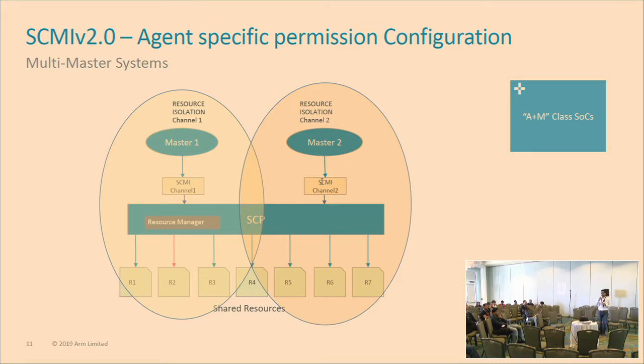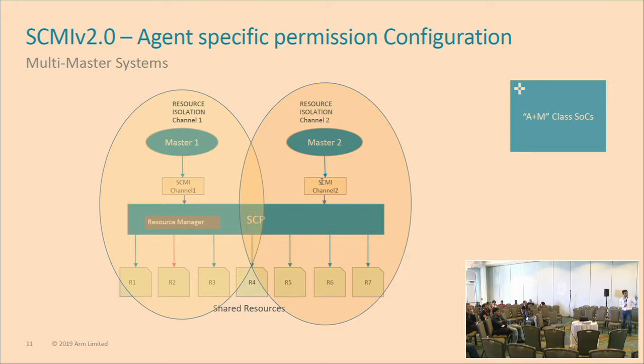Somebody asks about A plus M class SoCs, or let's say, forget A plus M, you can have any class of SoCs, any combination of clusters thrown in together. So basically what that means is you have two masters, one being an A class which runs its own OS, one being the M class which runs its own OS. There might be a hypervisor at the bottom, there might not be. So I've chosen an example where bare metal OSs are running on the platform, two separate instances of bare metal OSs, and there's a single SCP that's there.